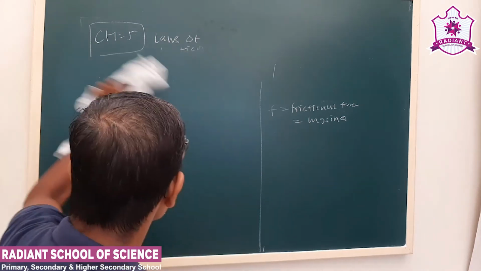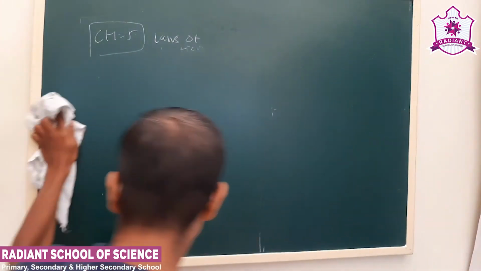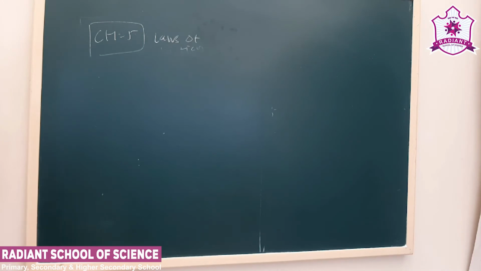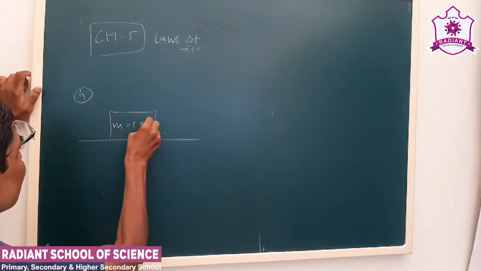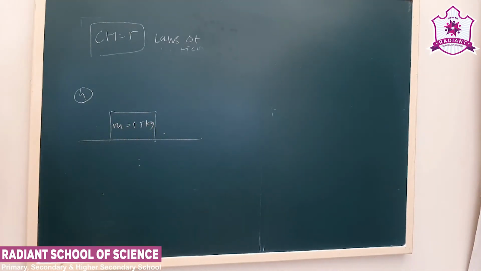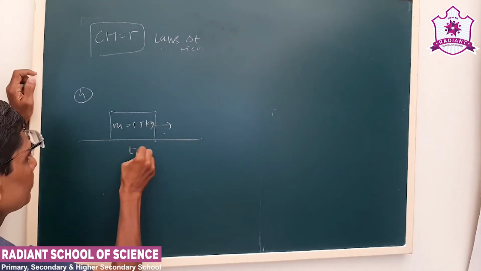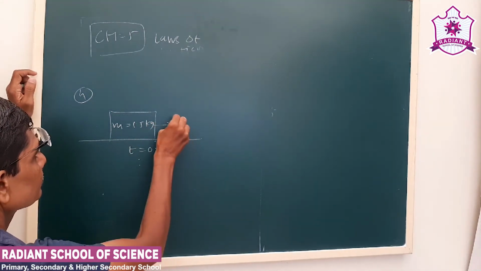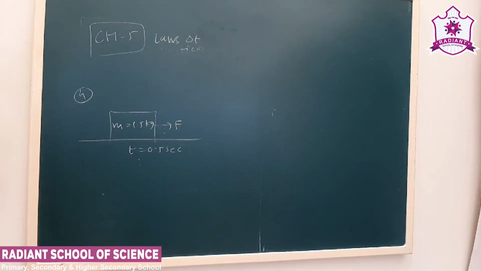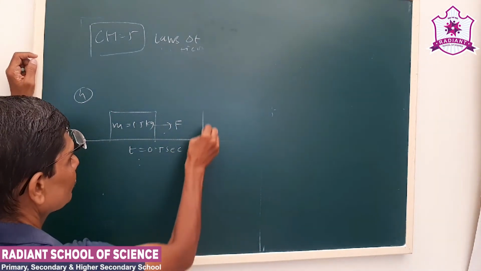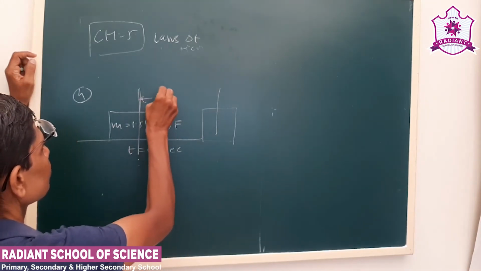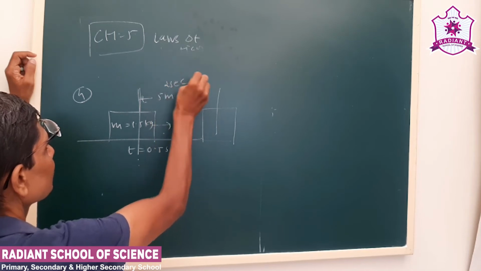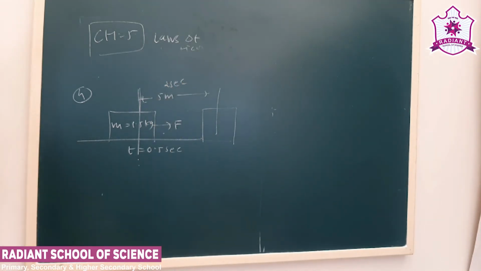Now next question. See, the force acts on a block of mass 1.5 kg at rest, for a time period of 0.5 seconds. Okay, so once the force acts, the body moves 5 meter distance in 2 seconds. Okay, what is the magnitude of the force?